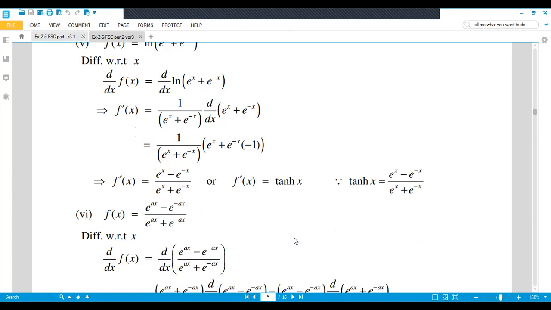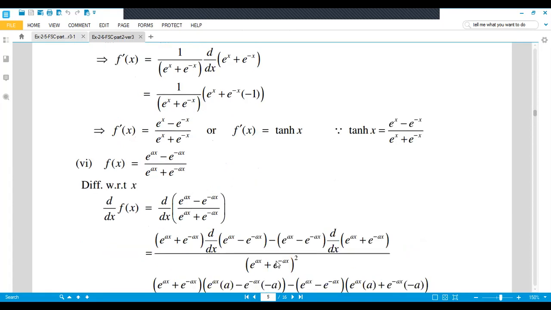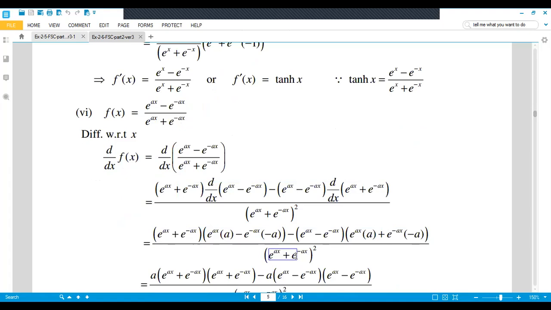Now come to the sixth part. Again, you have been given the exponential function but in the form of a quotient. So we apply the quotient rule: denominator square, then in the numerator, denominator times the derivative of the numerator minus numerator times the derivative of the denominator. So the denominator square you write as it is, and this denominator value you write as it is.